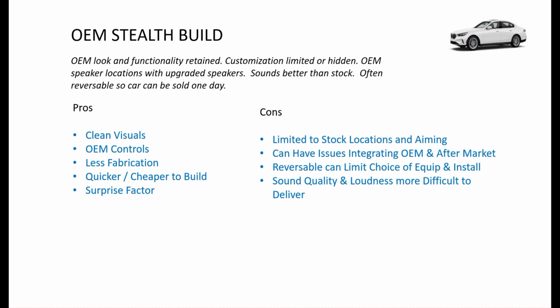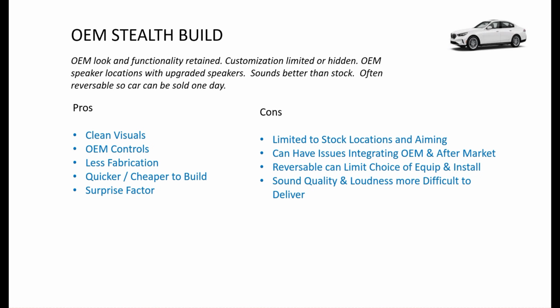You usually do little or limited customization where you are making modifications. Those things are usually hidden, unintrusive, stuff like that. So you're not going to put, for example, a big dual ported sub box in the trunk or something like that. You're probably more likely to choose unintrusive slimline subs instead of big flashy sub boxes, right? And so all of these things make OEM builds quicker and cheaper due to the reduced fabrication that's usually involved.